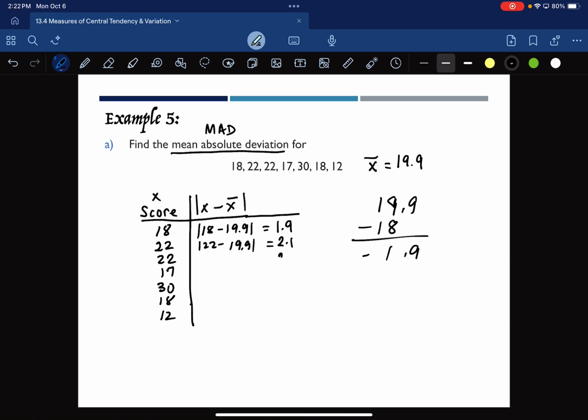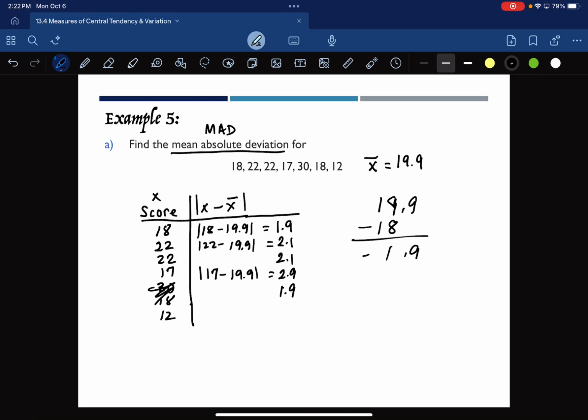Okay. That must mean the third one's 2.1 because it's the same. The 17 would be 17 minus 19.9. What's that one going to give me? 2.9. That one's 2.9. And then I have 18, which I already did, so I know this one's 1.9. Do I have them all there? 1, 2, 3, 4, 5, 6, 7. I missed something, the 30.